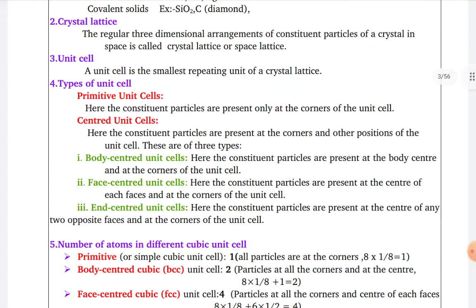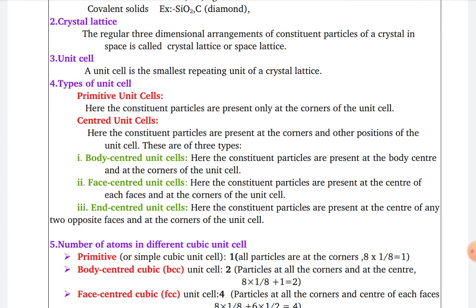Crystal lattice. The regular three-dimensional arrangement of constituent particles of a crystal in space is called crystal lattice or space lattice. The unit cell. A unit cell is the smallest repeating unit in a large crystal. The types of unit cell. There are two types of unit cell. The first one is primitive unit cell and the second is centered unit cell.